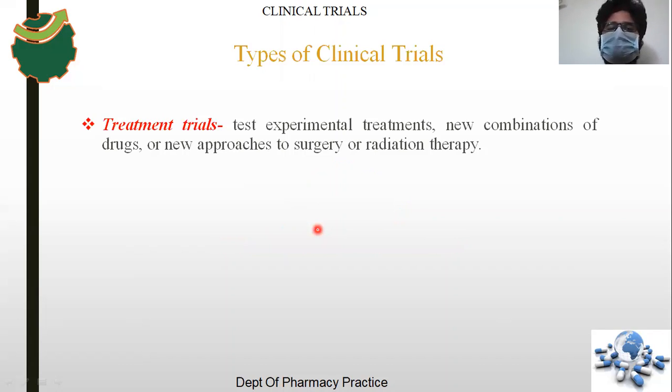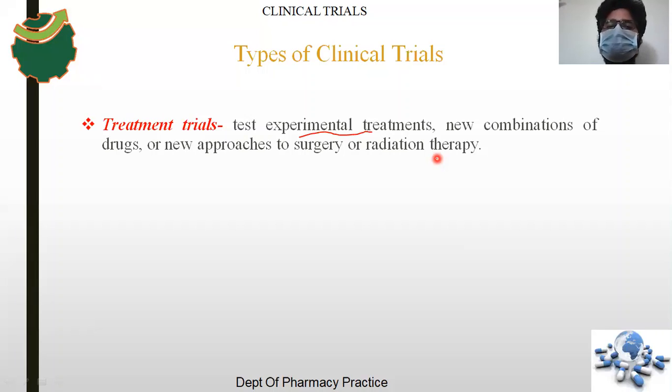First thing is treatment trials. In treatment trials, they test the experimental treatment, or a new combination of drugs, or new approaches to surgery or radiation. That means here you are directly preparing a drug, which means your clinical trial includes a drug.